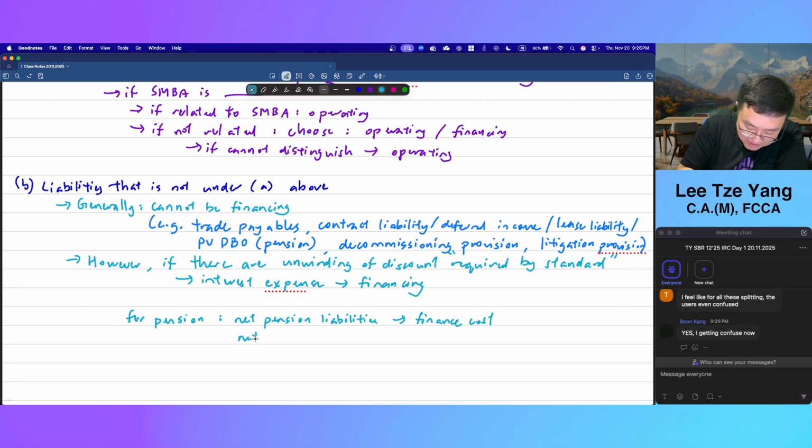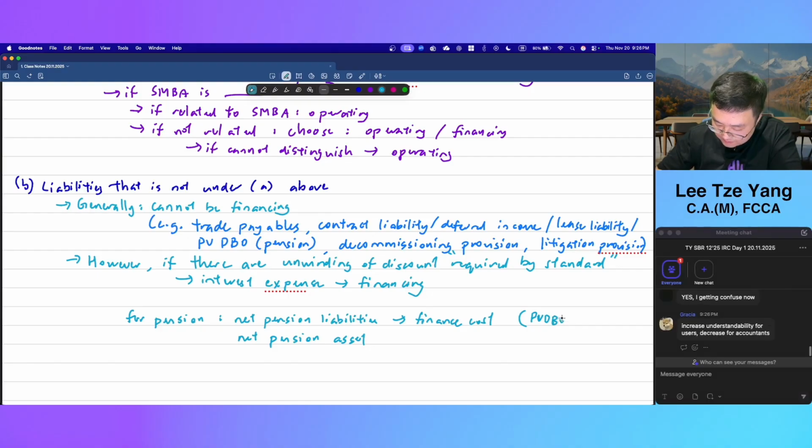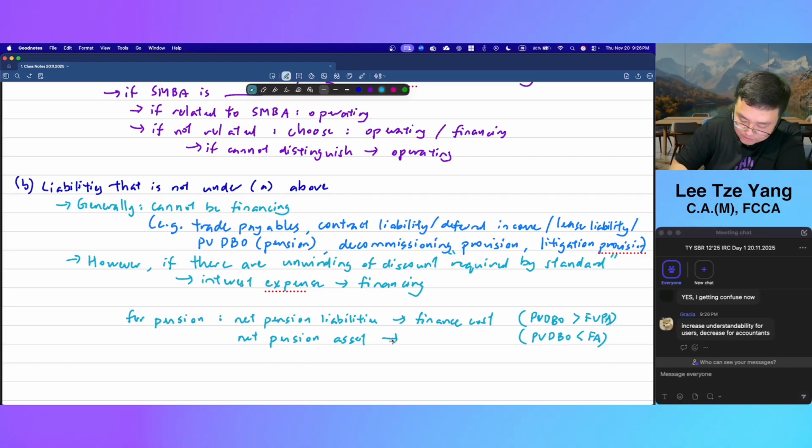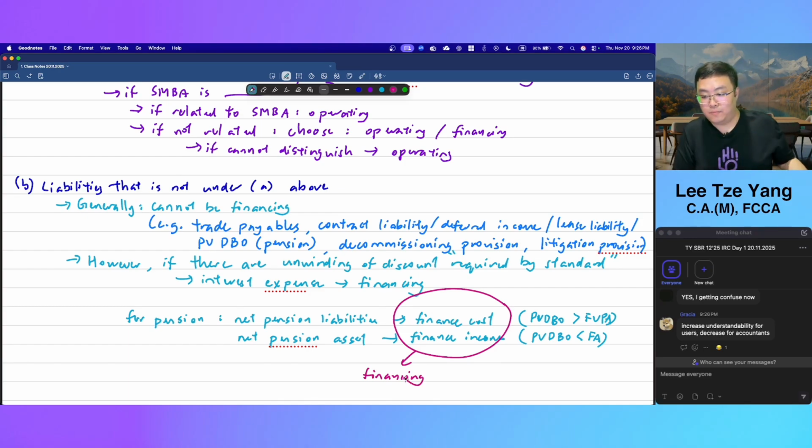Then for pension, you also have the possibility of a net pension asset. If it is a net pension liability, the liability is larger than the asset. If it is a net pension asset, the liability is lower. So this one you have finance income. The standard says it like this: these two, we put under financing. It increases understanding for the user.